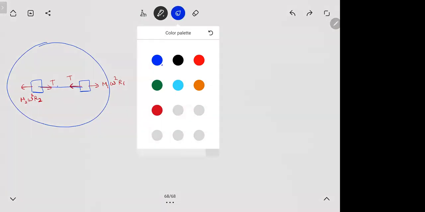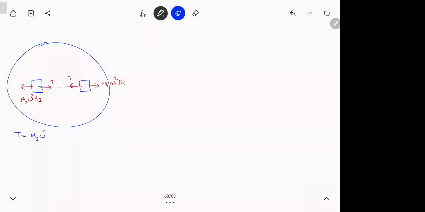So here the tension will be M2 omega square R2. Here tension would be M1 omega square R1. Since both the tensions are equal, you end up with M1 R1 is M2 R2. So we have R1 by R2 is M2 by M1. That's the ratio. So the bigger the mass, the lesser the distance.